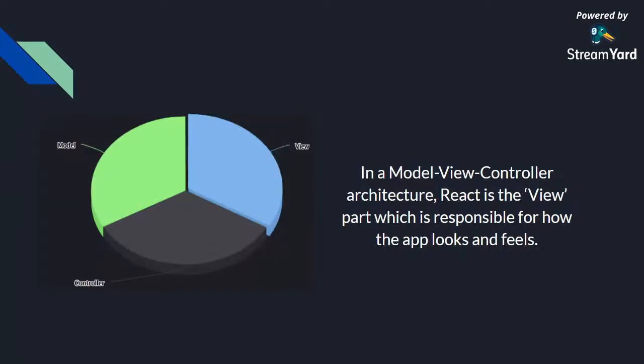So many of you will know what the model view controller dynamic or architecture is. So React in this model view controller dynamic is the view part. So React handles everything you see on the screen. So React will be the part where you see the pages, where you see the routing, where you see the buttons and everything. React handles all of that.